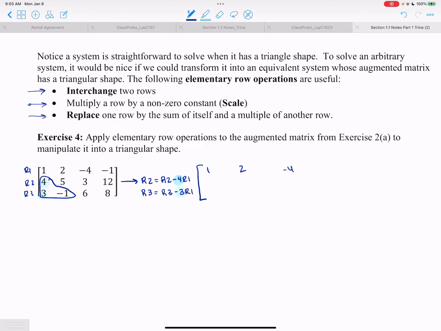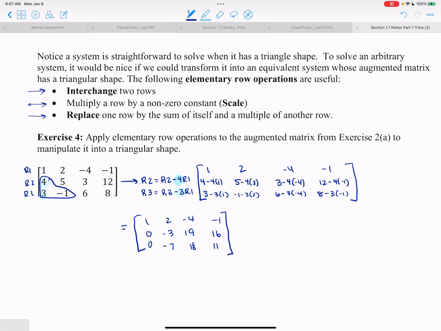So 1, 2, -4, -1. Row 2 is going to be the current row 2 value, which is a 4, minus 4 times my row 1 value. My current row 2 is 5 minus 4 times 2, and then 3 minus 4 times -4, 12 minus 4 times -1. And similarly with row 3, I'm going to say my current row 3, which is 3 minus 3 row 1, -1 minus 3 times 2, 6 minus 3 times -4, and then 8 minus 3 times -1. So this is what we get when we simplify that arithmetic.